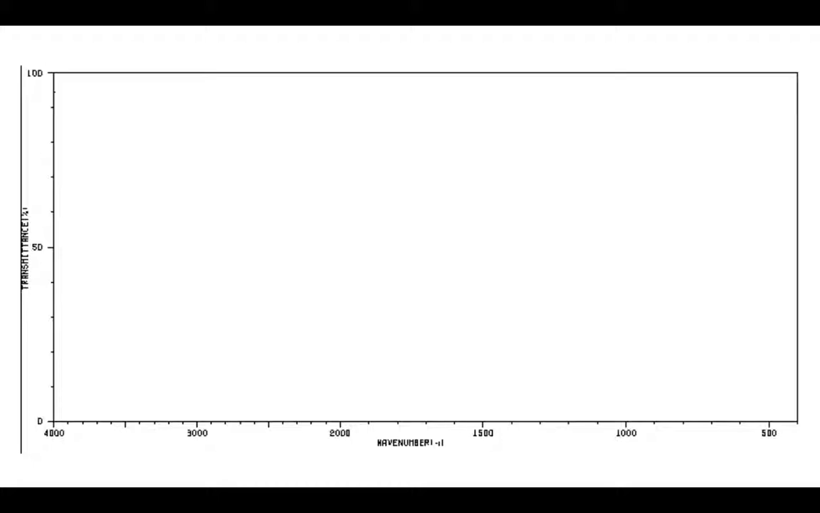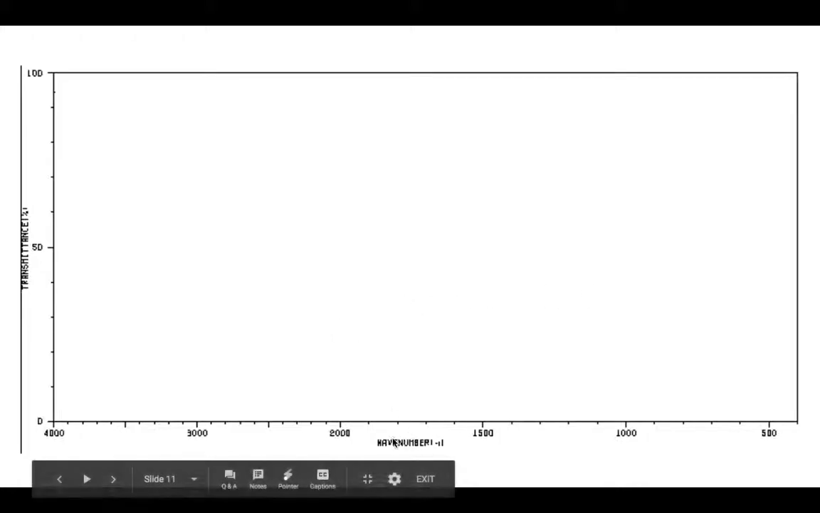Here's the output that we're going to see. Down here is wave number, which is related to the frequency and the wavelength of the light. I'm not going to go into detail about what wave number actually is. We're just going to look at the scale and we'll use wave number, but it's related to the frequency of the light that's going through. So all of these would be different frequencies of infrared radiation.